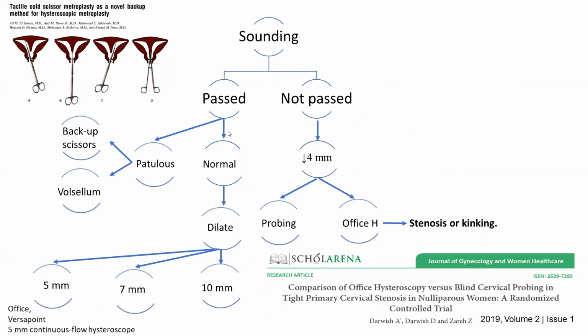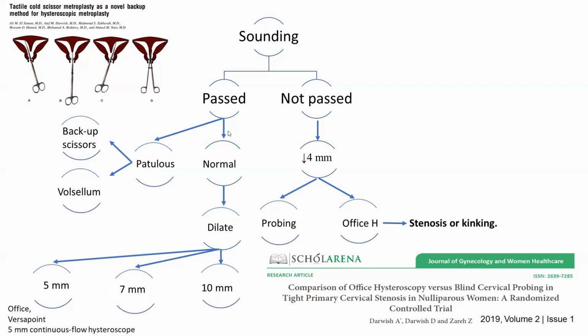And if it is normal, you have to dilate the cervix until the diameter of the instrument you will use for incision of the septum. You can dilate up to 5 millimeter if you are using office hysteroscopic procedure or VersaPoint, or a 5 millimeter continuous flow resectoscope. You can dilate up to 7 millimeter if using the 7 millimeter resectoscope or operative sheath with rigid scissors, or up to 10 millimeter if you use the conventional resectoscope.